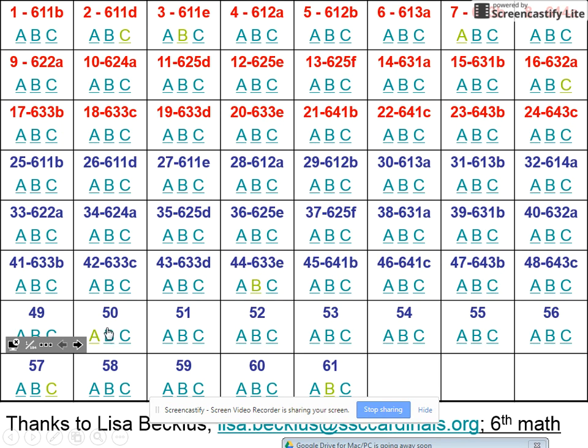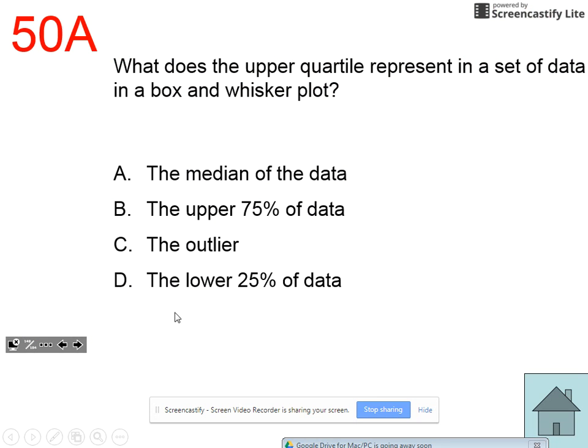Okay, next is 50A. The upper quartile represents, remember the quartiles represent 25, 50, and 75. The median obviously being 50% because it's in the middle. So the upper quartile would be 75%, which is B. Okay, so the answer to 50 is B.